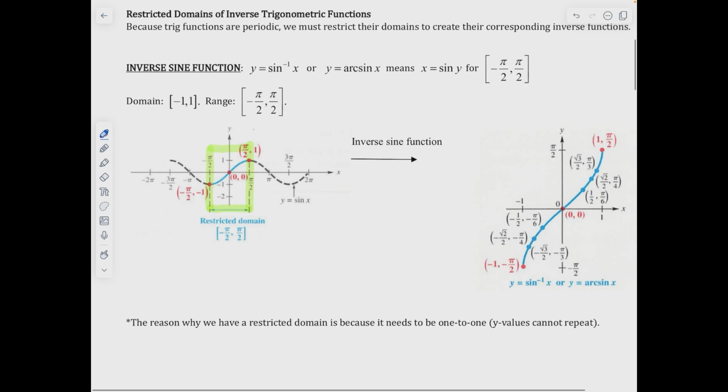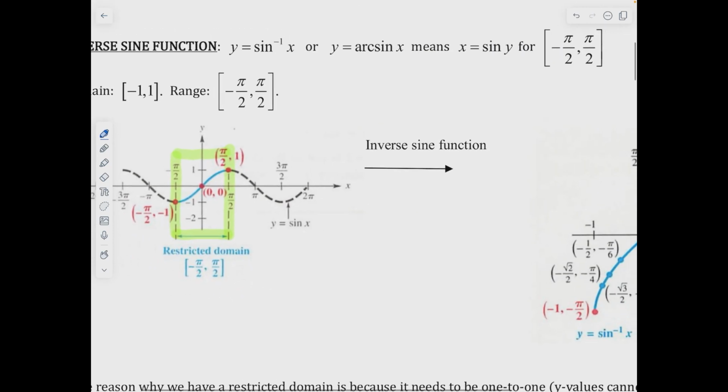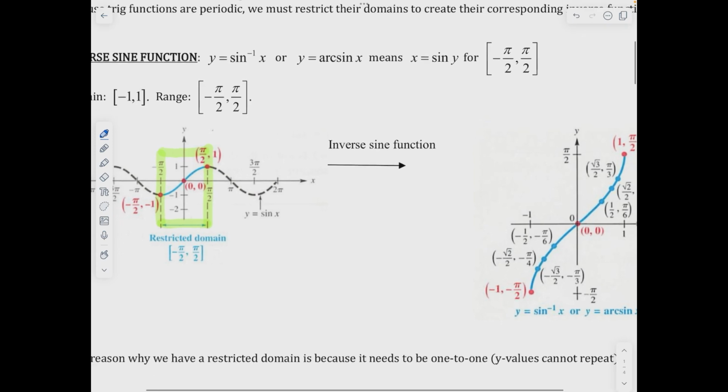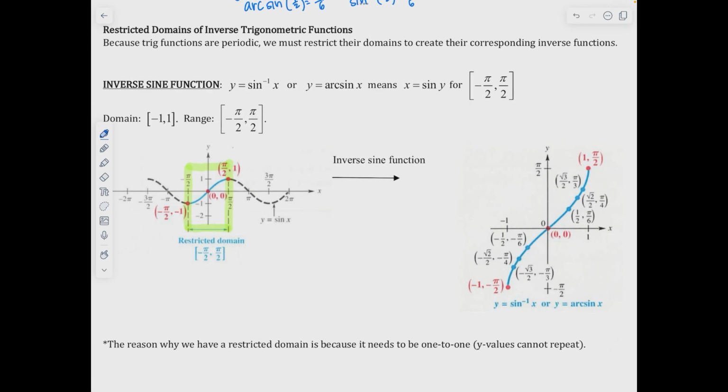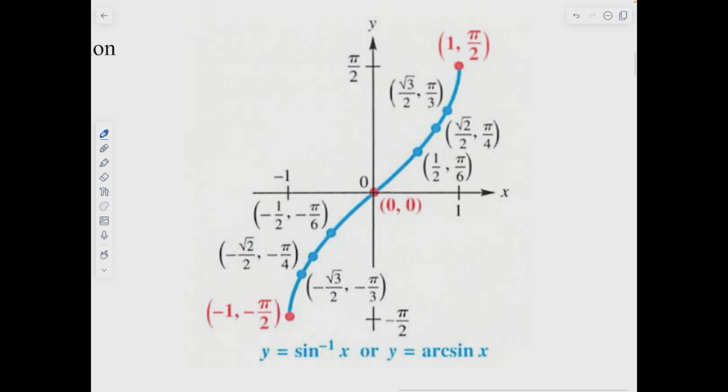Okay, so when we do the inverse, we switch the x values and the y values. So 0, 0 is still going to be located at 0, 0 for the inverse graph. Pi over 2, 1, you switch the x and the y values, are now 1, pi over 2. Negative pi over 2, -1 is now -1, negative pi over 2. So what you'll notice is a lot of the points that we know, as far as our flashcards and things like that, if you switch the x and the y values, the inputs and the outputs, that's how you're going to get the graph of inverse sine.